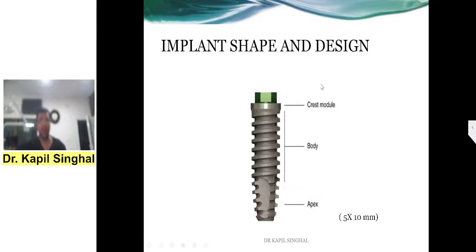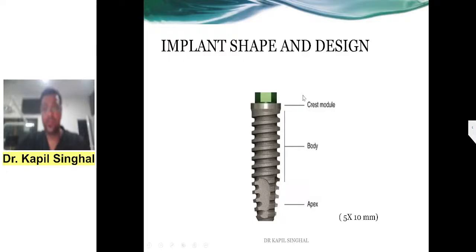Okay, so your implant basically has three parts: crest, that is the crestal part of the implant, the body, and the apex. Please remember, your implant does not have a periodontal ligament. So your implant ankyloses with the bone. So you will never hear someone saying that your implant has a periapical infection or there is a sinus tract that is formed around the implant. Your implant, always the forces are at the crestal part of your implant. So the maximum forces are at the crest module.